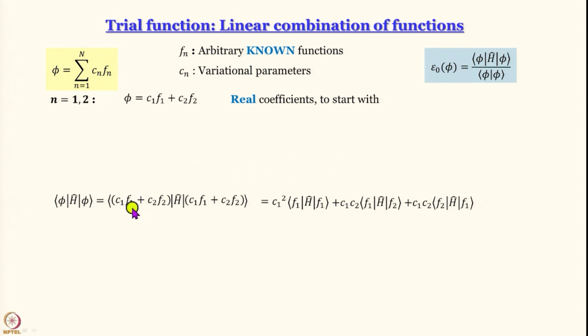Is there anything else? Yes, there is something else. C2 F2 multiplied by H C2 F2. So, I bring that C2 out and we get C2 square multiplied by integral F2 H F2. Okay. So, see the first and the last integrals are similar in form. They are integral Fi star H Fi, right. In the first case i equals 1, in the second case i equals 2, that is all.